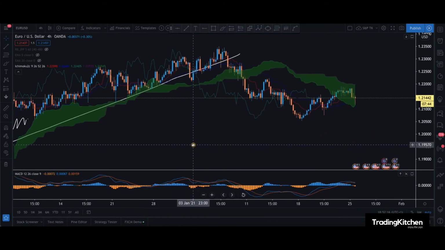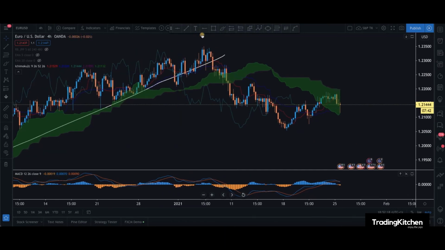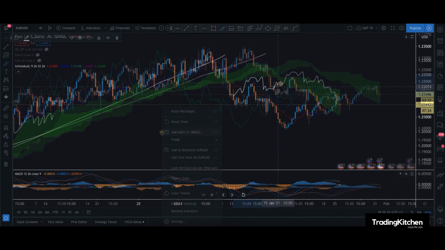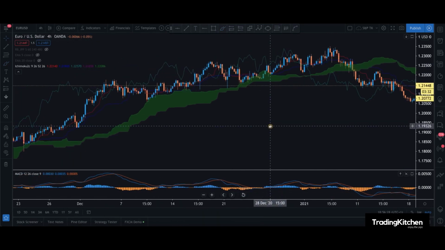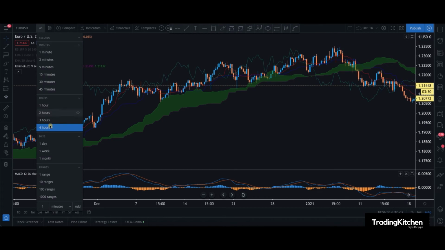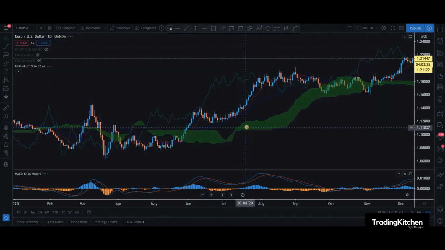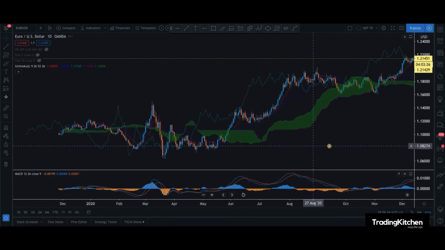You can easily see that when the price strongly moves down through the cloud, the trend has changed, as in this example. Okay, so let me take a larger time frame.